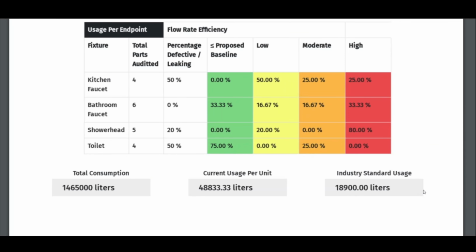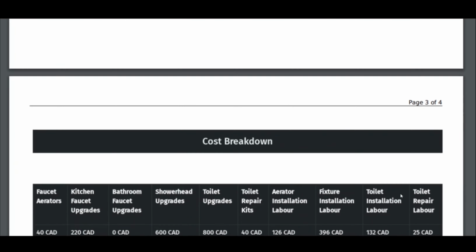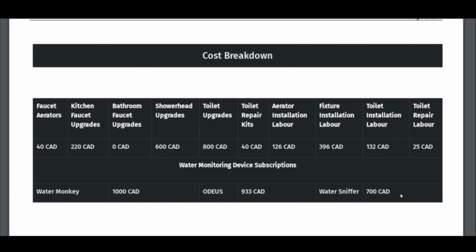Below the table, you're shown your building's monthly consumption compared to that of the estimated average use per household in Canada. At the bottom of the report, you can find the source link to this information. In this section, you're simply given a breakdown of each upgrade expense, all the parts, the labor, and maintenance.